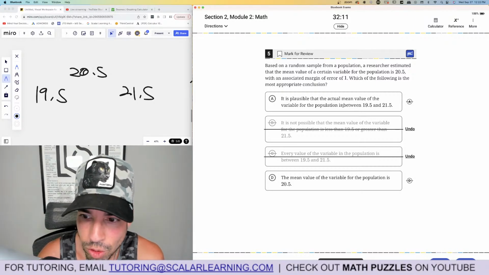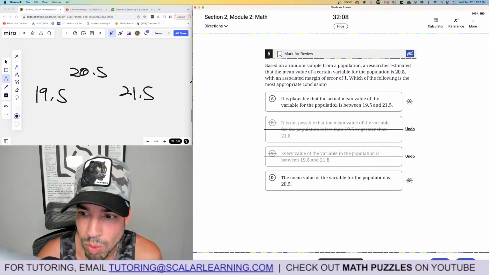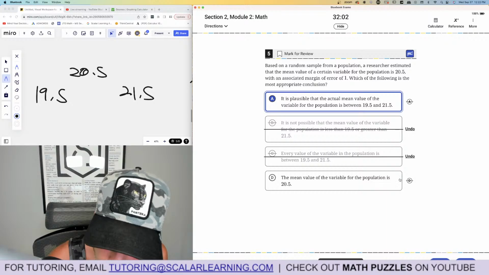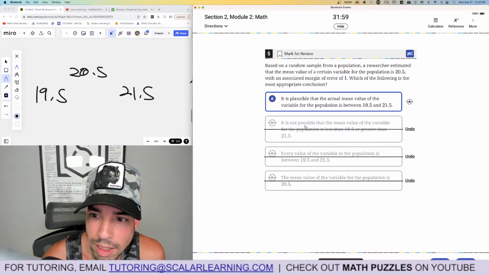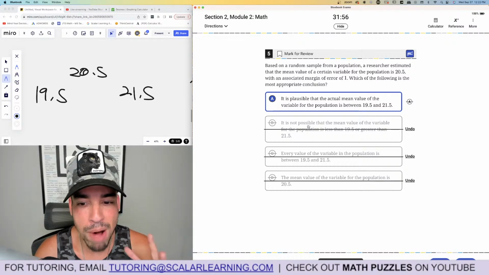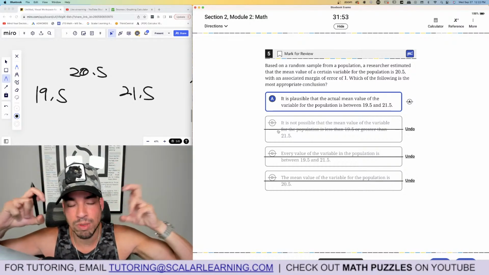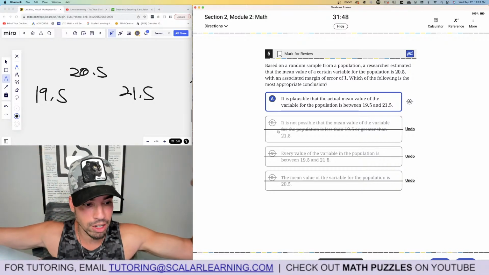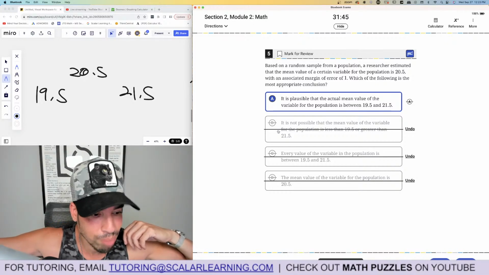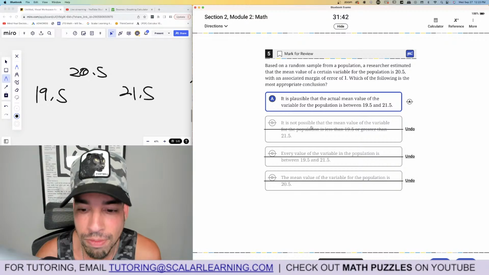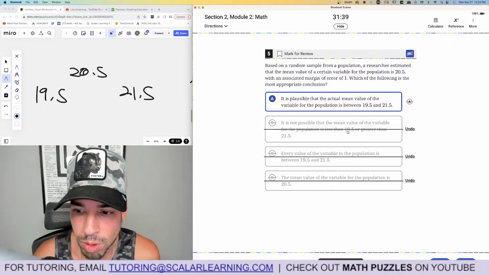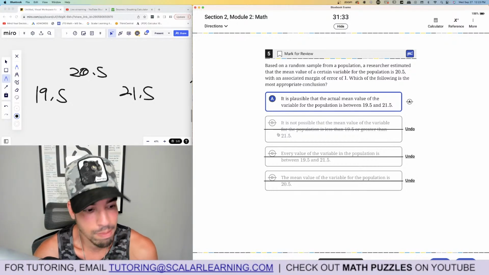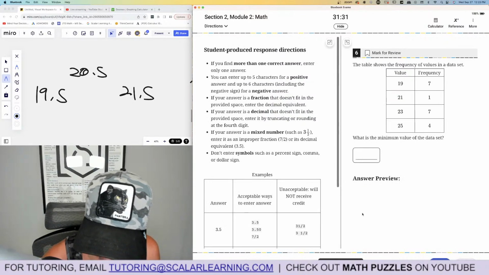It is plausible that the actual mean value of the variable of the population is between 19.5 and 21.5, and I would say yes. Actually, this is a little weird, but it's definitely not this one. We should never say it's not possible, but the margin of error is meant to encapsulate the possible variations. Part of me is thinking it might be B, but it's such definitive language. I just feel that's too definitive because you're always taking a sample. So I would have to say A, but let's see. I could see that being wrong, and if so, we'll go over it.